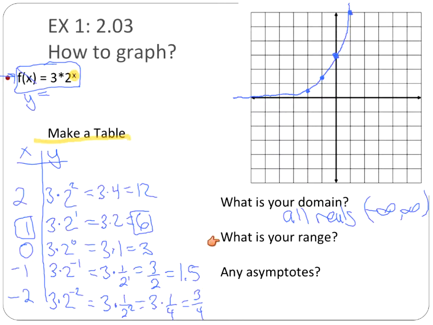Now range are your y values. So range we have to look up and down. Does my graph go up? Yes. Does my graph go down? No. So my range is not all reals. At what point does my range stop? At what value? What value does it not cross right here? 0. So when we're talking range, we're talking y. So I'm going to say y is greater than 0.